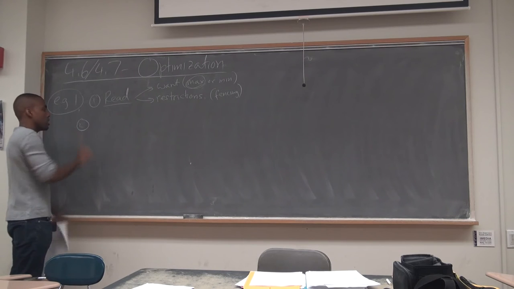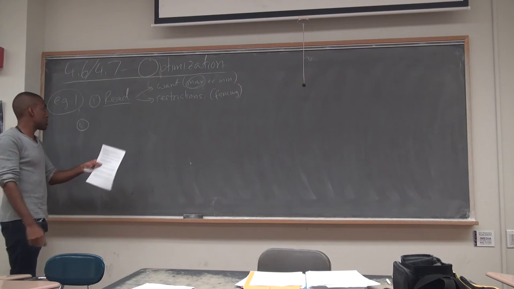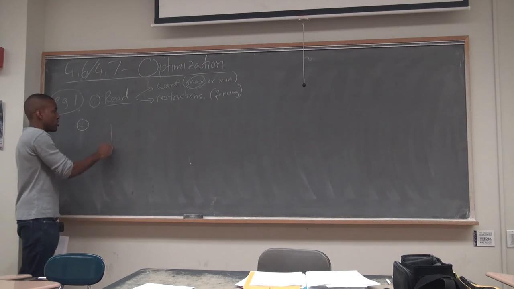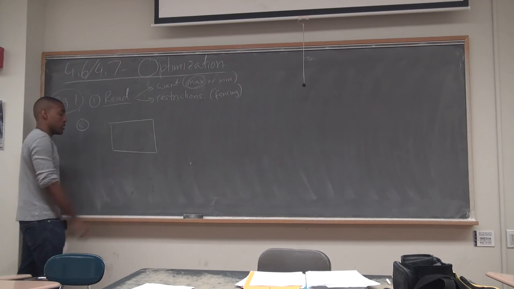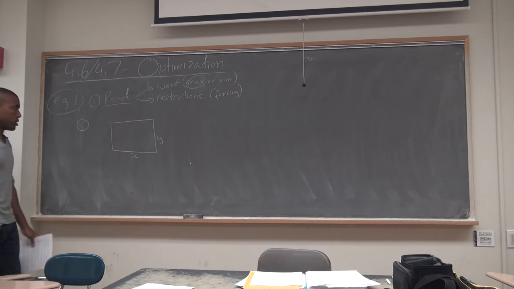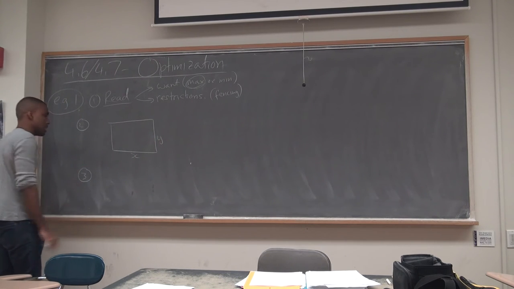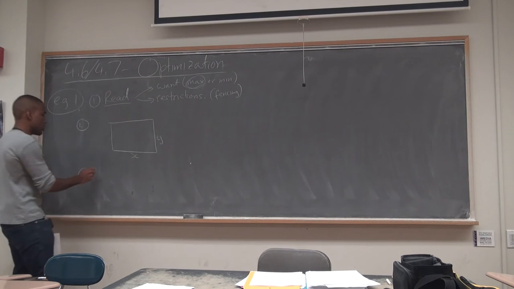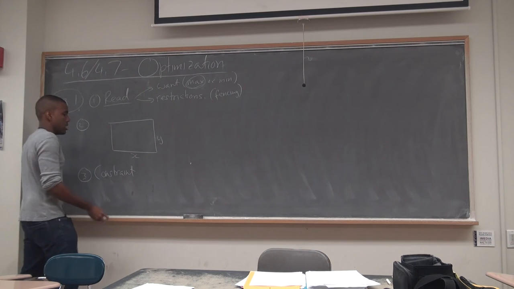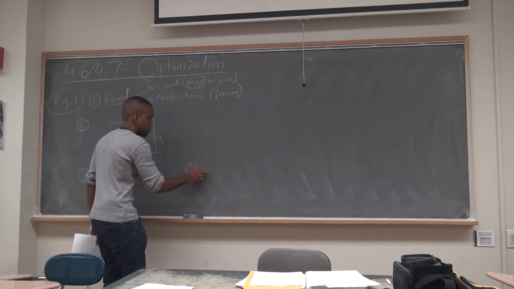Step two is to draw a diagram. So we're going to draw a picture. It says a rectangular enclosure, so I'm just going to draw a rectangle. I'm going to label this. Okay, so far so good. Step three: now I'm going to find the constraint equation and the objective equation.